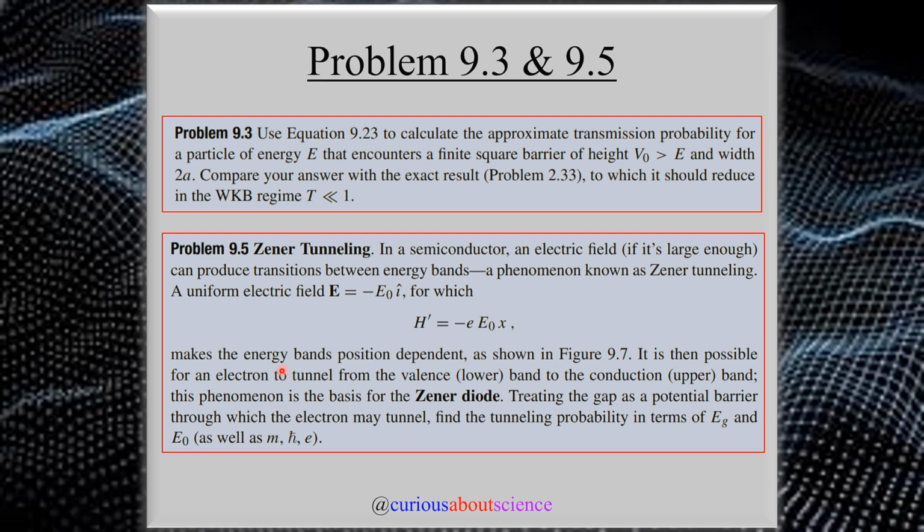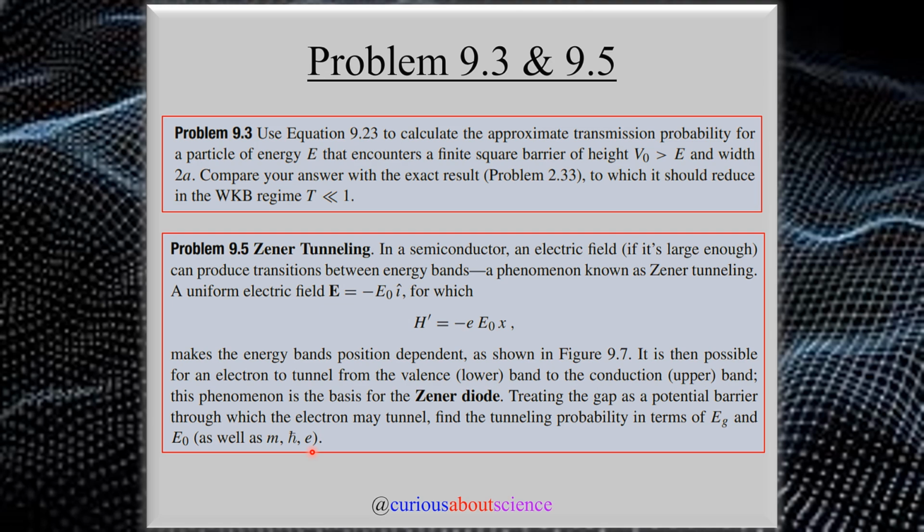It is then possible for an electron to tunnel from the valence, or the lower band, to the conduction band, or the upper band. This phenomenon is the basis for the Zener diode, treating the gap as a potential barrier through which the electrons may tunnel. Find the tunneling probability in terms of Eg, so the energy of the gap, and E naught, as well as m, h bar, and e. So we have our work cut out for us here, don't we?